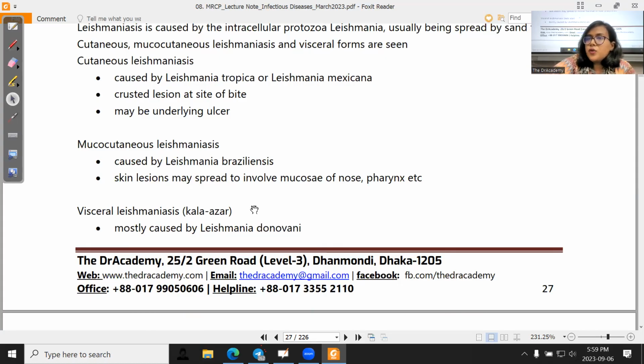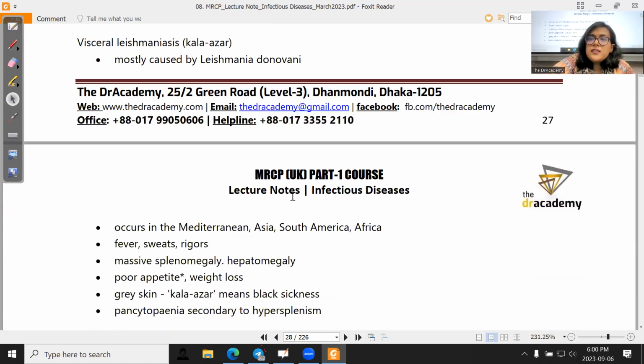Visceral leishmaniasis, what does it do? Fever, anemia, hepatosplenomegaly, bony tenderness, myelosuppression, okay? And slate gray pigmentation in the body. That's why this is known as Kala-azar.